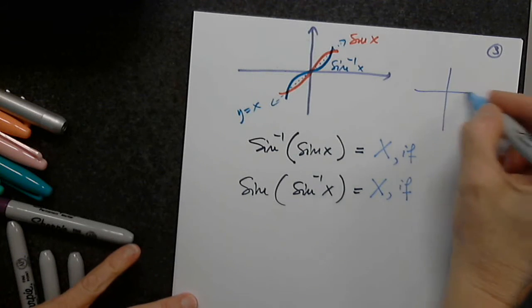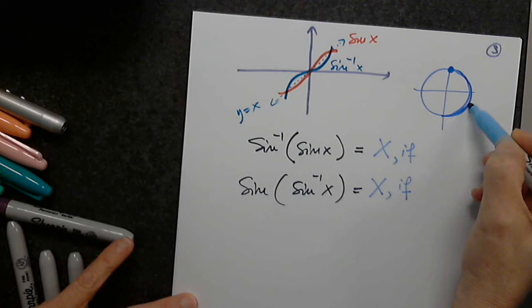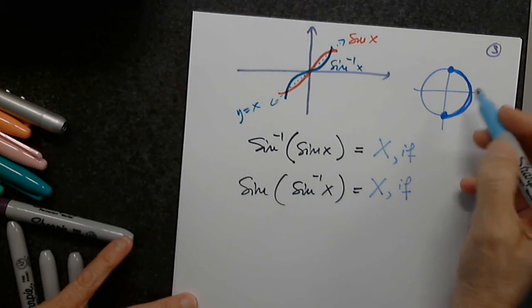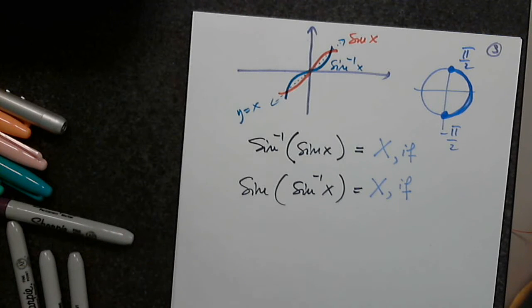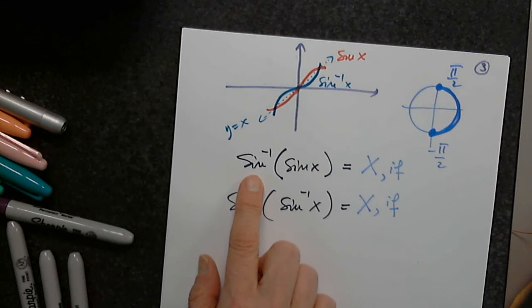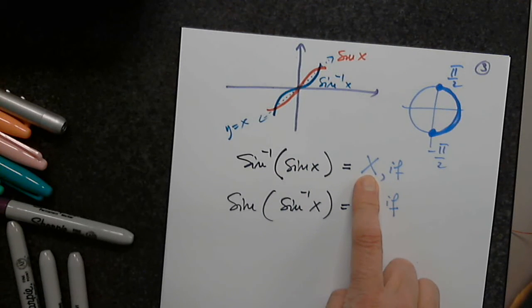Easy to remember. Where to look for the answer is this: -π/2 to π/2. That's where the answer should be. So, sine inverse applied to a number will give us x. What should x be?